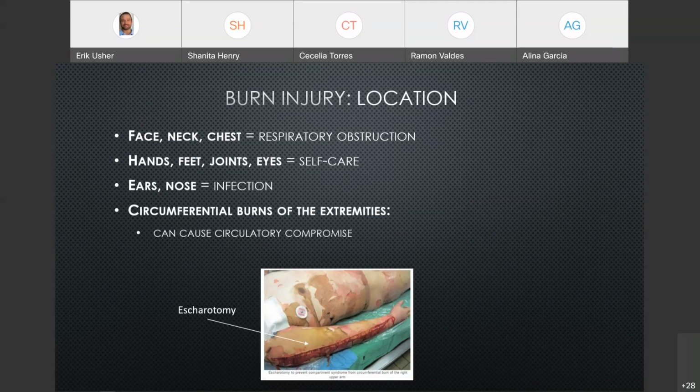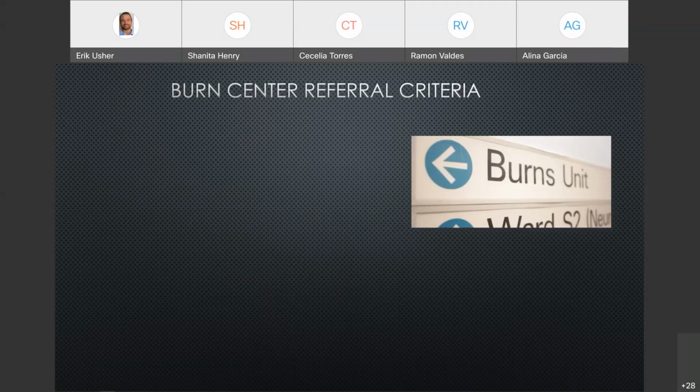Circumferential burns to the extremities, we worry about circulatory problems. We worry about compartment syndrome. We worry about that edema, swelling, compressing the nerves, compressing the arterial blood flow, and then we have no distal blood flow. And that's where an escharotomy comes in. We'll talk about that a little bit later. I even got a video to show you on that one.